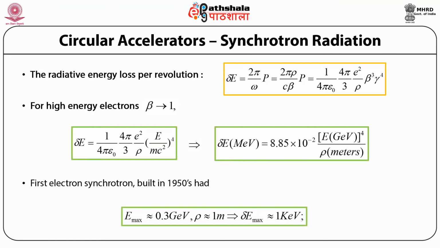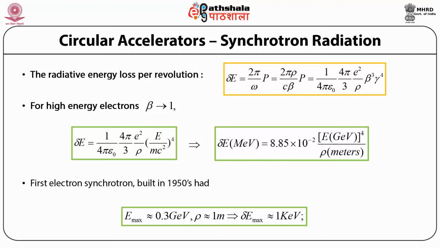In the first electron synchrotron built in the 1950s, the radius was around 1 meter and E maximum was around 0.3 GeV. Hence, ΔE maximum was around 1 keV per revolution. This was less than, but not negligible compared to, the energy gain of a few keV per turn.